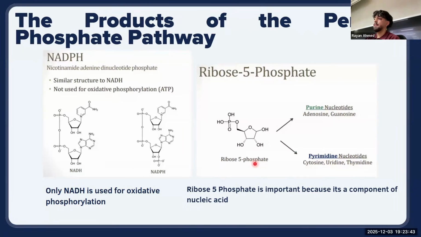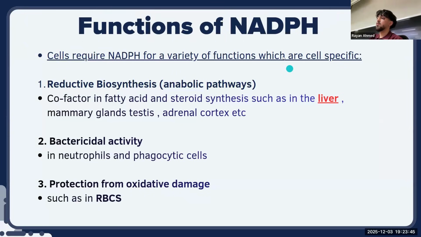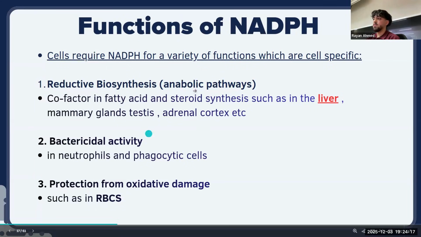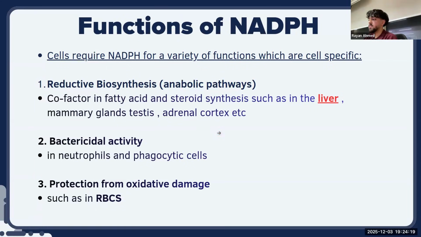Okay, let's move on. Now, remember what I said: you guys need to remember 3 functions of NADPH in cells. Well, these are it. Number 1, reductive biosynthesis, anabolic pathways, cofactor in fatty acid and steroid synthesis, such as in the liver, mammary glands, testes, and adrenal cortex. The second one I need you guys to remember is bactericidal activity in neutrophils and phagocytic cells. And the last one is protection from oxidative damage, such as in RBCs. Okay, I know it might feel like a lot, but it's going to be very easy, inshallah.